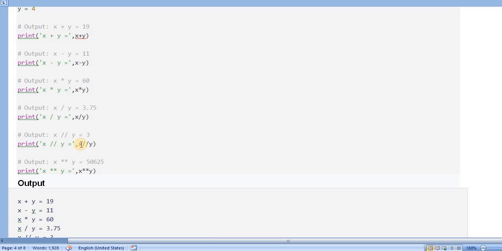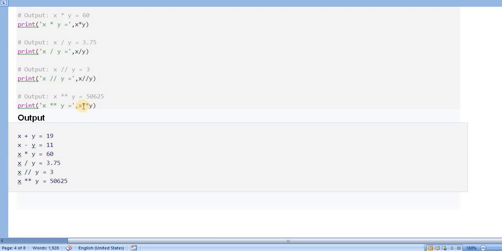Floor division, x is 15 and y is 4, and 4 threes are 12, so 3 is the integer quotient, so you will get 3. And x raised to y, so 15 raised to 4, you will get 50,625.